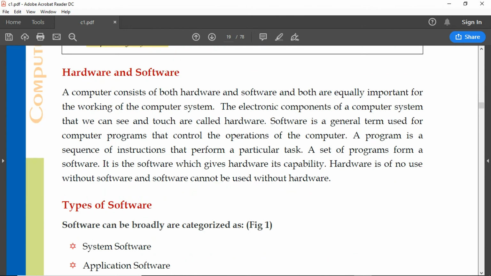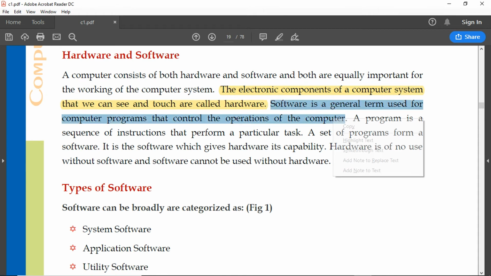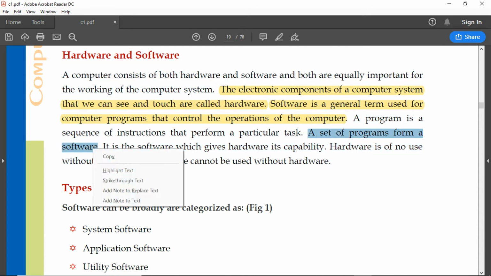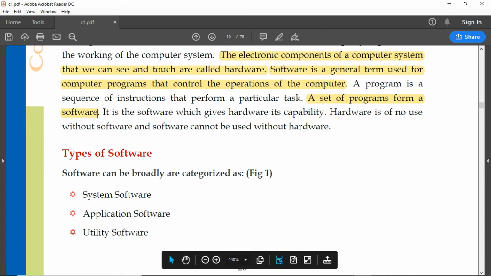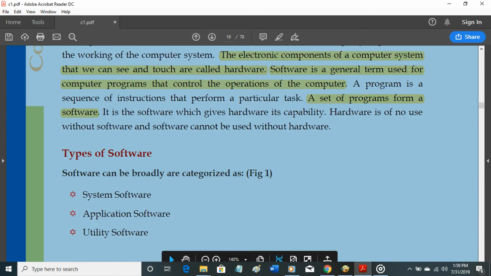Hardware and software. A computer consists of both hardware and software, and both are equally important for the working of the computer system. The electronic components of a computer system that we can see and touch are called hardware. Software is a general term used for computer programs that control the operations of the computer. A program is a sequence of instructions that perform a particular task. A set of programs form a software. It is the software which gives hardware its capability. Hardware is of no use without software, and software cannot be used without hardware.